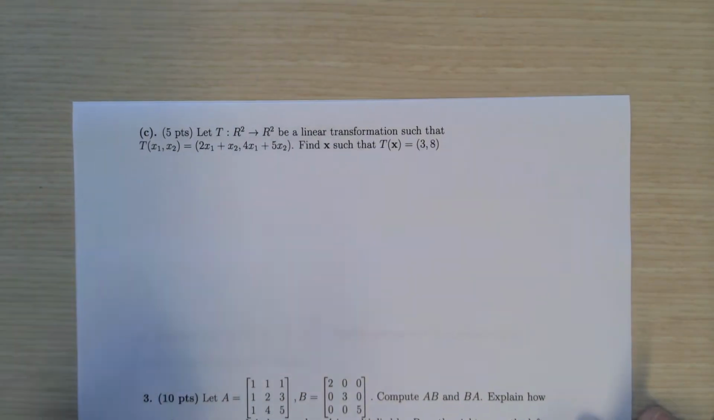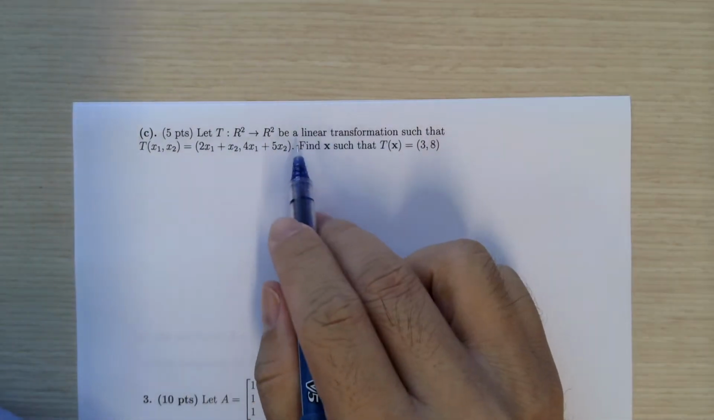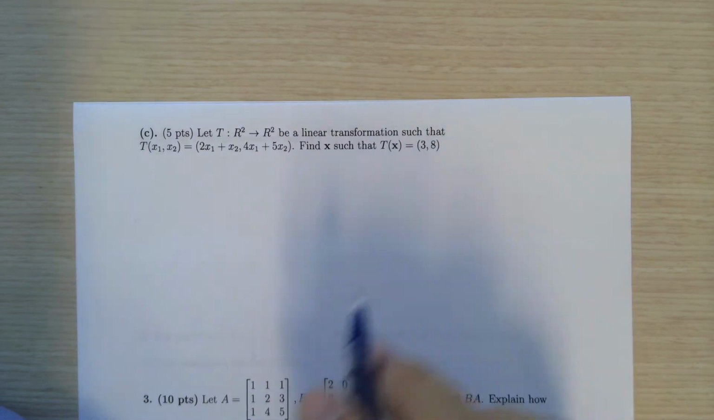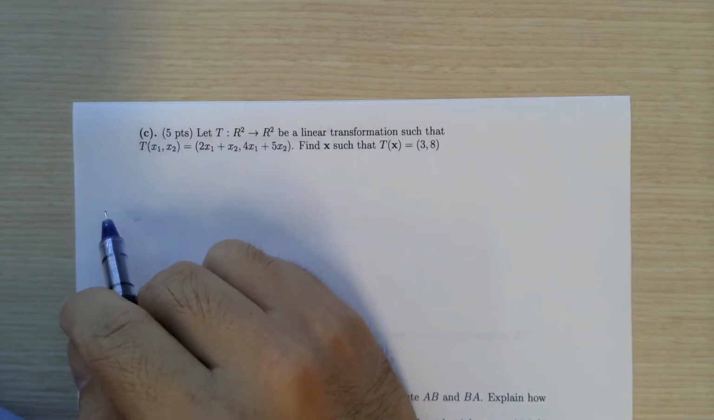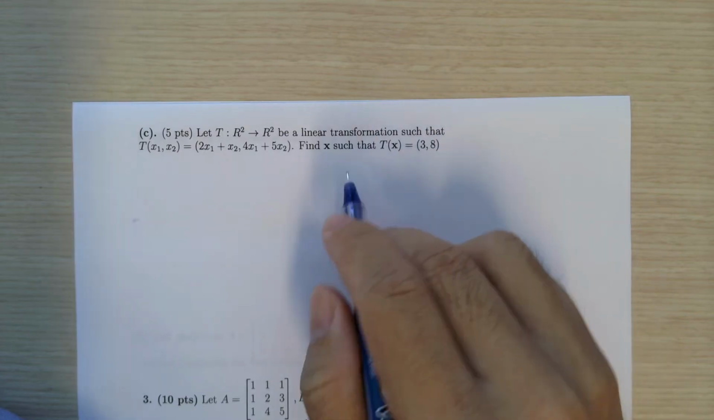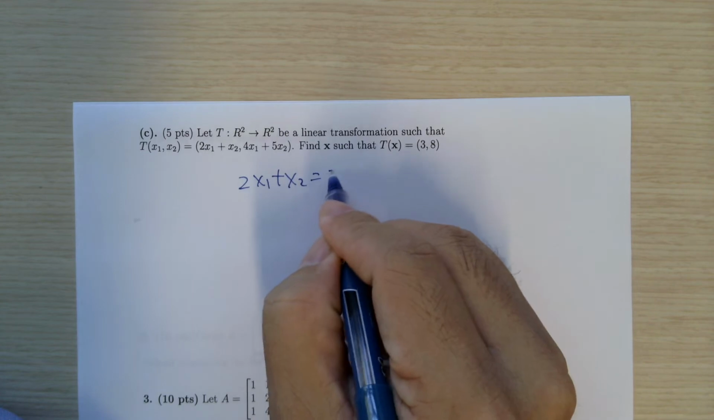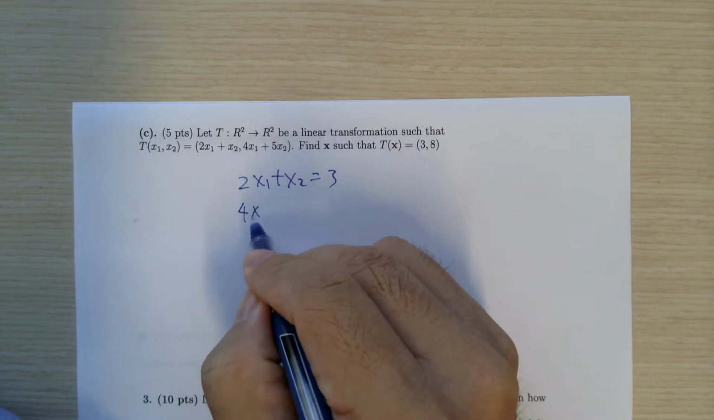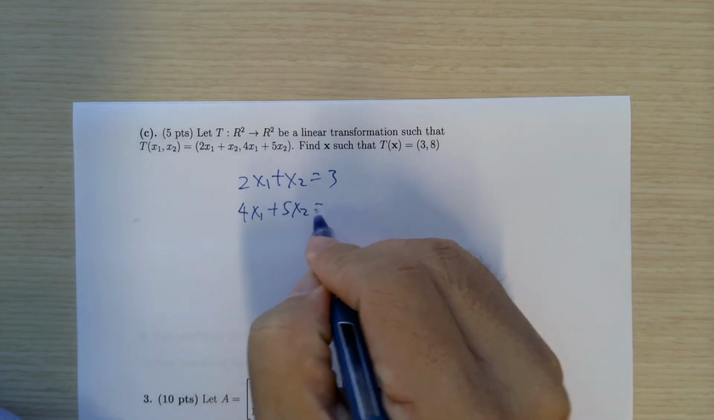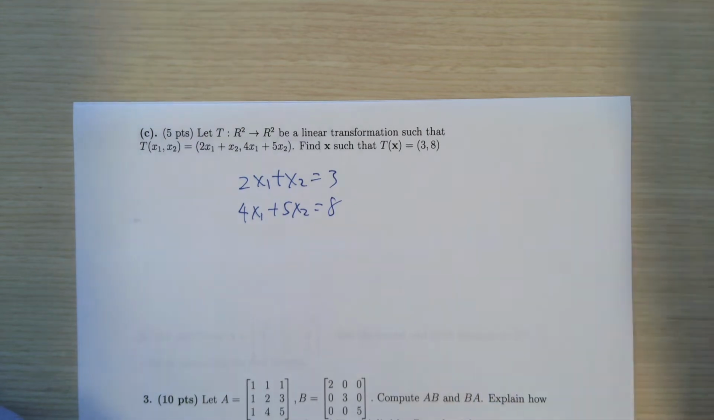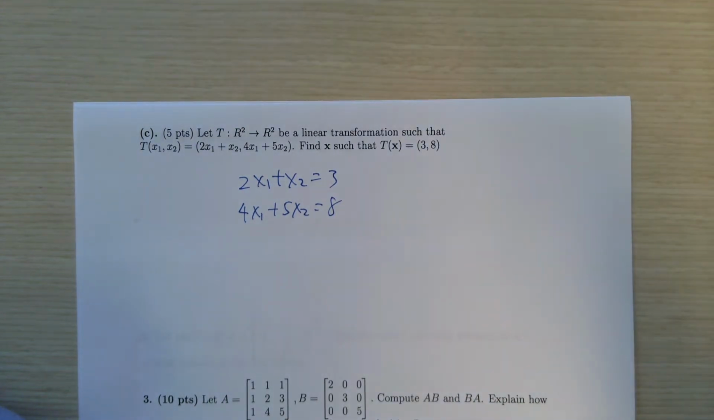For C, doing a linear transformation such that this is true. So actually, as I find the x, this is simple. So it's 2x1 plus x2 equals 3, and then 4x1 plus 5x2 equals 8. Right, so you can just solve that.